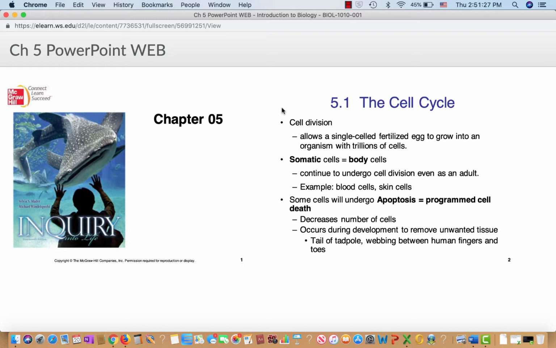So chapter 5 is all about the cell cycle, which is how you regulate and control cell division, which is the process that allows a single fertilized egg to grow into an adult with a few trillion cells. Your somatic cells are the cells of your body, and they continue to undergo division even into adulthood, replacing things like your blood or your skin.